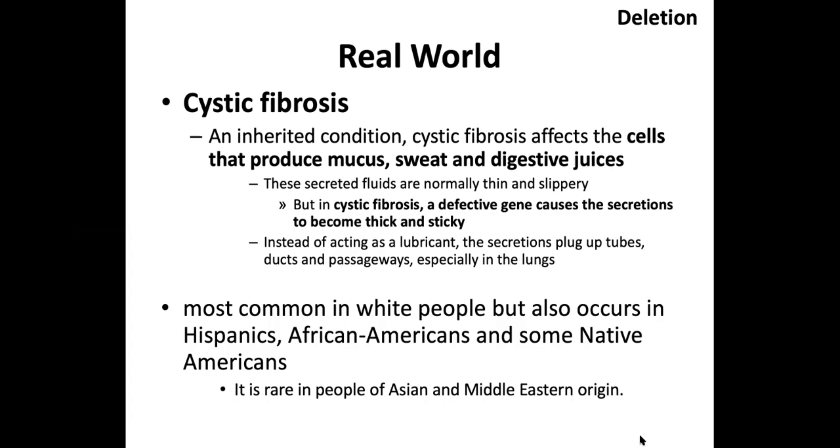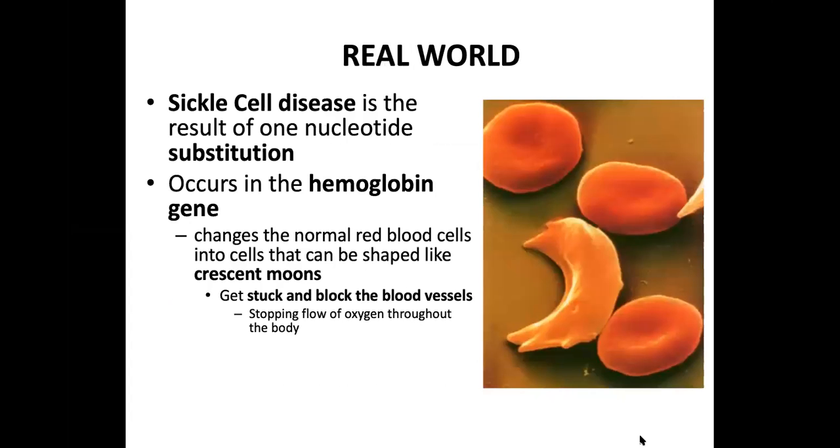So it is typically rare in people of Asian and Middle Eastern origin, okay? So another example is sickle cell, okay? This is the result of one nucleotide substitution. The previous one was a deletion. So this occurs in the hemoglobin gene, so normal blood cell, sickle cell, okay?